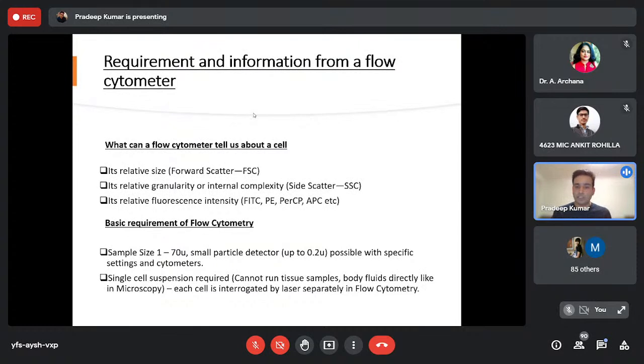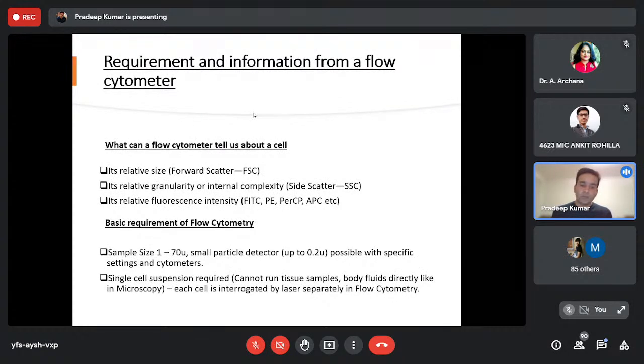The third one is fluorescence intensity. So the fluorochrome compounds that you are seeing, like APC, allophycocyanin, PE, phycoerythrin, all these are fluorochrome compounds that are employed in conjugation with antibodies to look for specific markers on cells.